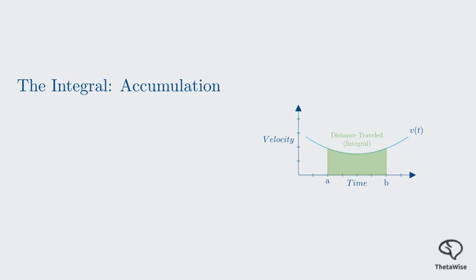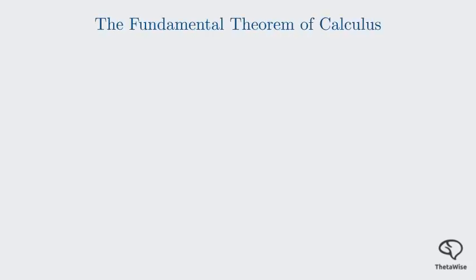In our car analogy, the area under the velocity curve is the total distance traveled. It's the car's odometer reading. So, we have derivatives for instantaneous change, the speedometer, and integrals for total accumulation, the odometer. It turns out these two ideas aren't just related, they are inverses. You can undo a derivative with an integral, and vice versa. This is the incredible statement of the fundamental theorem of calculus.